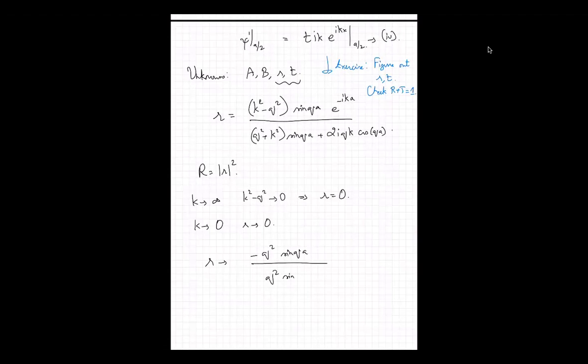Sorry, in the limit k goes to 0, I expect the transmission coefficient to be 1. This is minus q square sine qa, which is minus 1. And since capital R is the mod of this square, capital R will become 1 in this limit of very, very low energy of the incident particle. Okay.